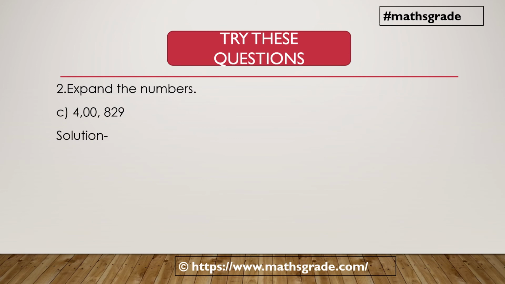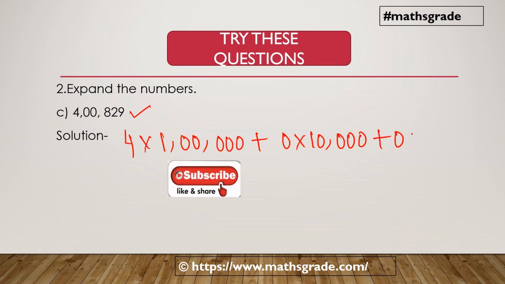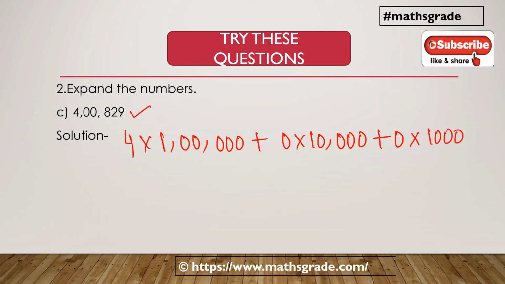Now third part C, 4,08,29. This is the number and we have to expand this number. 4 lakh. 4 is in lakh place. 4 multiplied with 1 lakh and 0 multiplied with 10,000 and 0 multiplied with 1000, 8 multiplied with 100, 2 multiplied with 10 and 9 multiplied with 1.